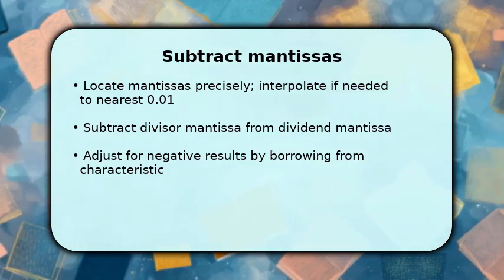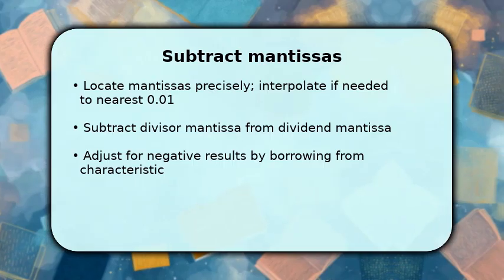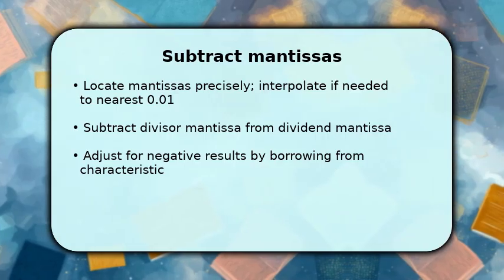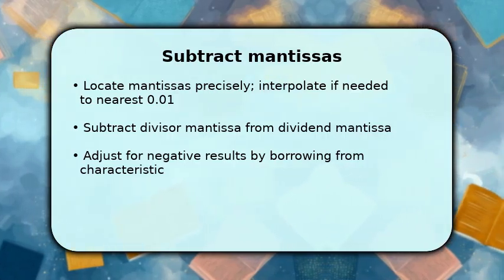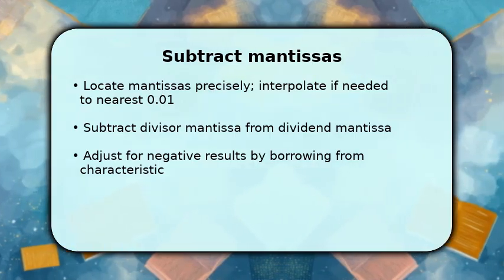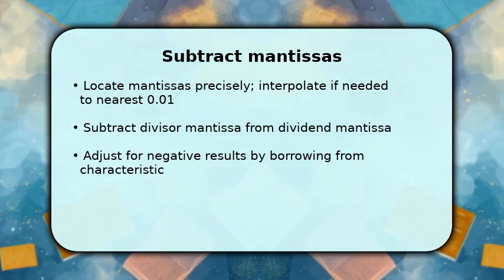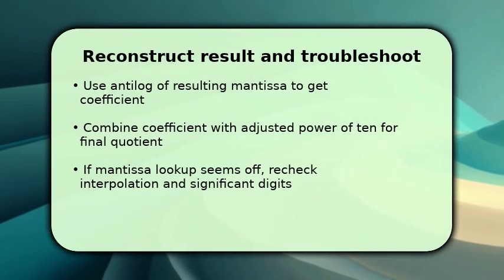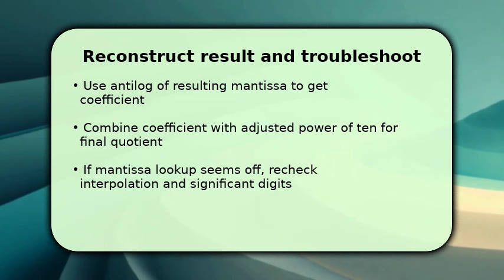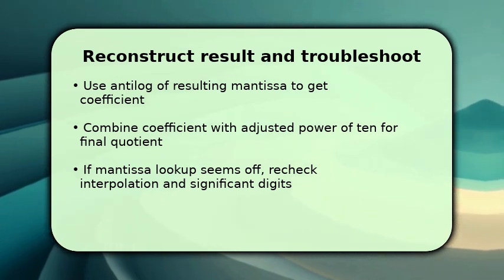Once you subtract, handle a negative mantissa by adding 1 and reducing the characteristic by 1. This keeps the result within 1.00 to 9.99. Make sure to track the powers of 10 from step 1, so you can combine them with the new characteristic. Take the resulting mantissa and find its analog on the table to obtain the coefficient between 1.00 and 9.99.